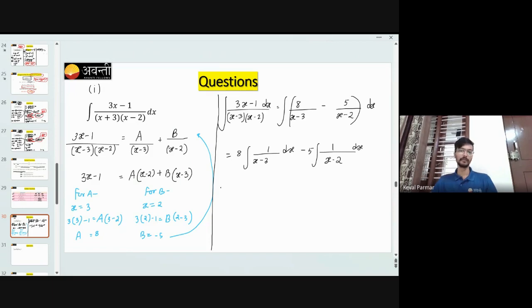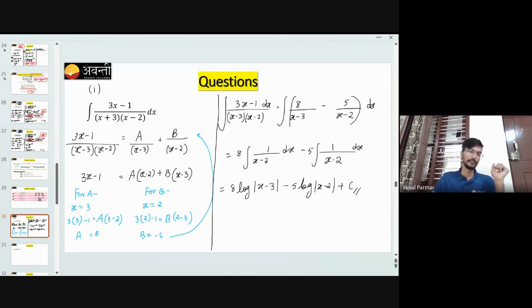And what is the integration of 1 upon x? It is log mod x minus 3 minus 5 into log mod x minus 2 plus c. This is my answer. Got it? So by using partial fractions, my integral, like this, was non-integrable. So by using partial fractions, I have converted it into an integrable format. What is integrable format? Integrable format means which I can integrate. Simple.